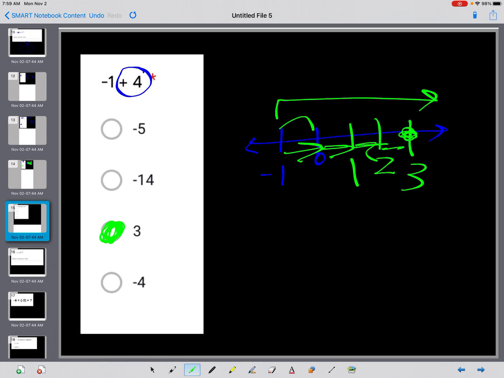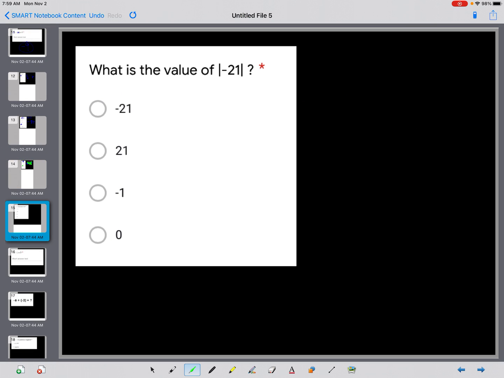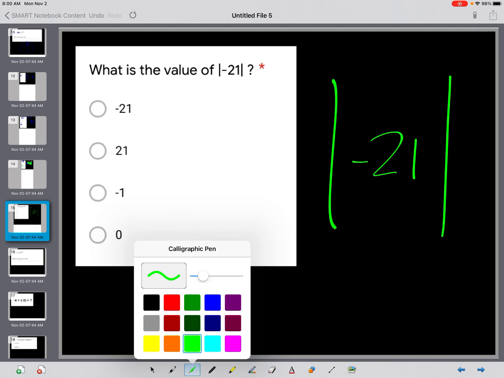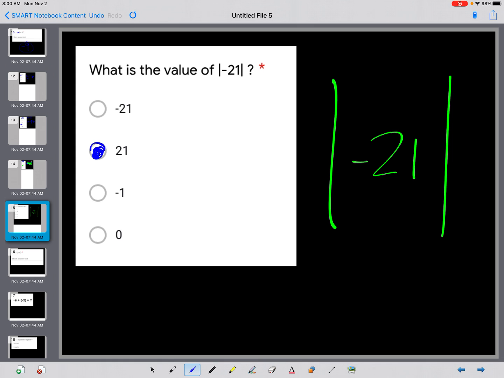What's the value of the absolute value of -21? That's exactly what this notation is here, these bars. It's asking you how far away from 0 that number is. And that's 21 units from 0, of course. -21 is 21 units away from 0. And that is the answer we're going to pick, 21.